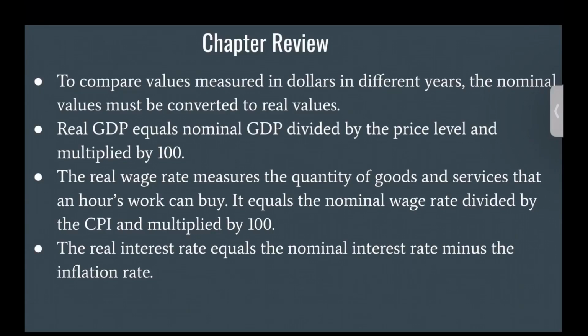Chapter review. To compare values measured in dollars in different years, the nominal values must be converted to real values. Real GDP equals nominal GDP divided by the price level and multiplied by 100. The real wage rate measures the quantity of goods and services that an hour's work can buy. It equals the nominal wage rate divided by the CPI and multiplied by 100. The real interest rate equals the nominal interest rate minus the inflation rate.